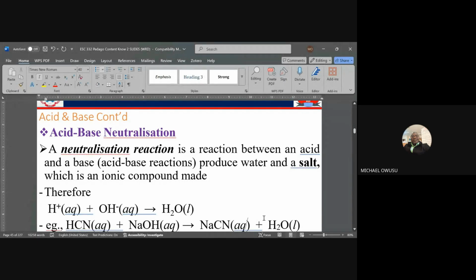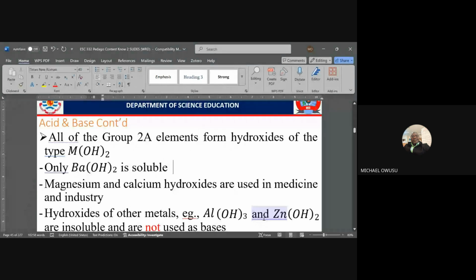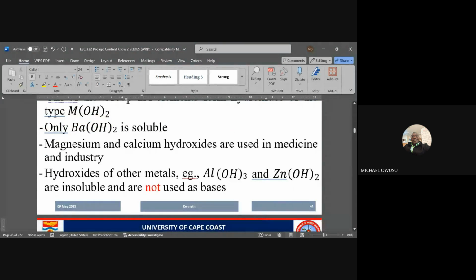Right. Okay, now let's continue. So we're talking about neutralization reaction. What do you understand by neutralization reaction? When we say neutralization reaction, simply a reaction between acid and base to form salt and water only.